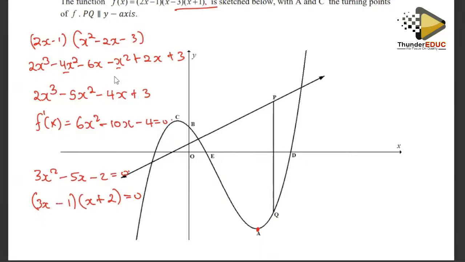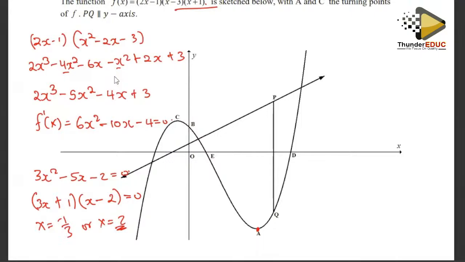minus plus. Nope, it's the other way around. Otherwise, it's not going to make sense. So it's going to be a plus and a minus 6. Okay, meaning that x is negative a third or x is a 2. So between A and C, meaning that A is going to be a 2.